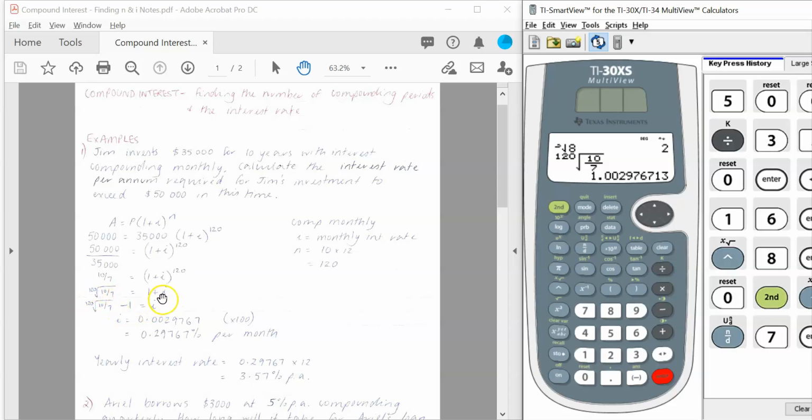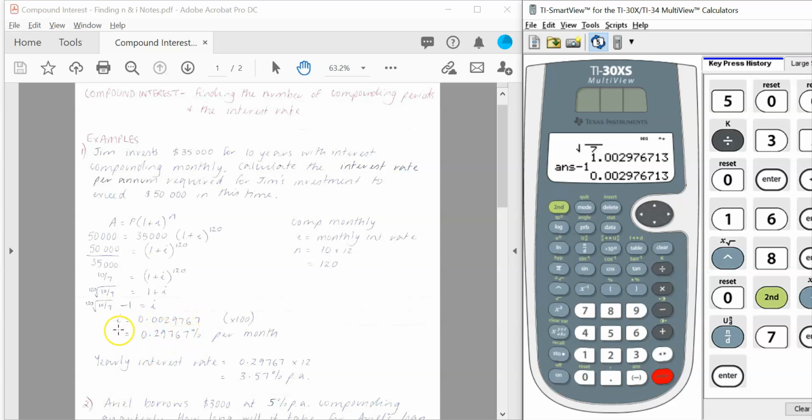And the last thing I need to do to solve my equation is to move this positive 1 across to make it negative 1. So I've subtracted 1 here. On my calculator now I can also do that minus 1 and I get an answer of 0.0029767, etc. I've taken quite a few decimal places here because I don't want to round until I get down to my final answer.